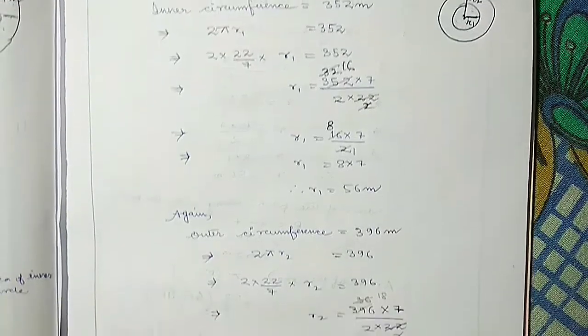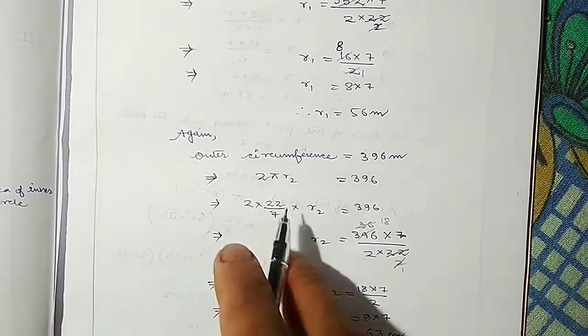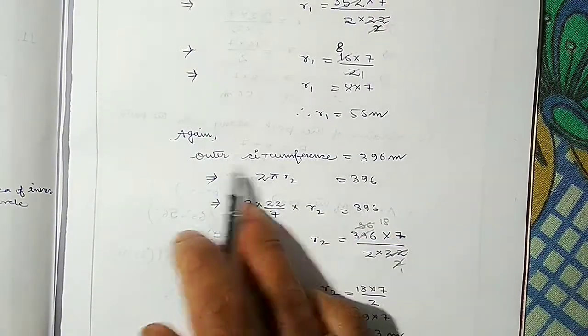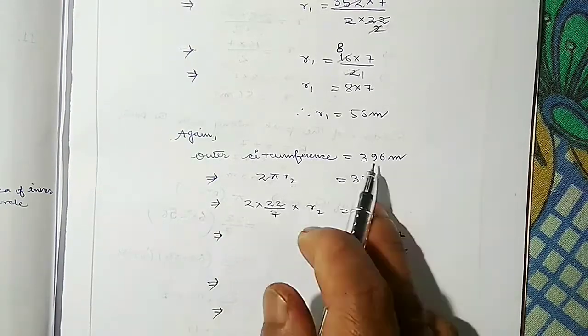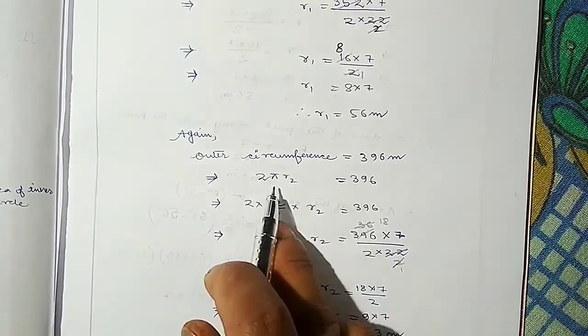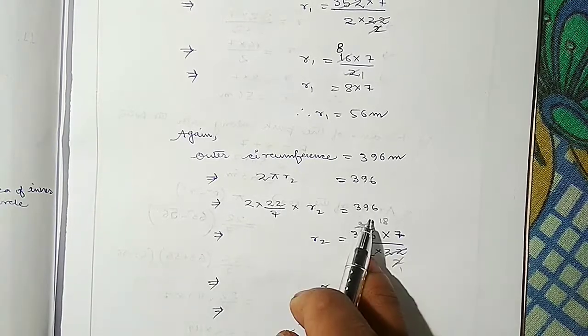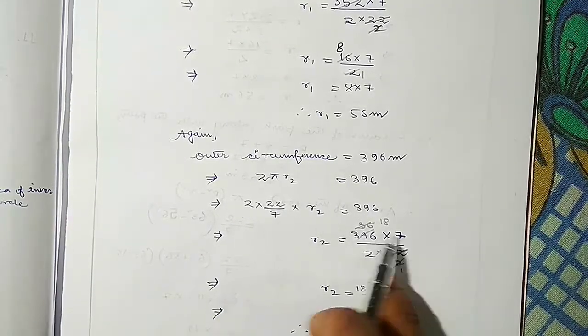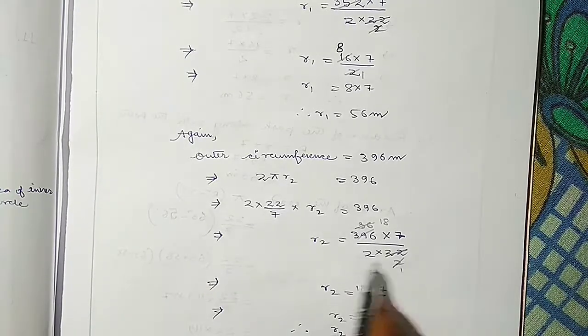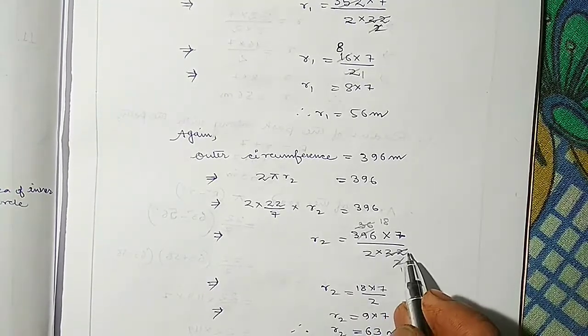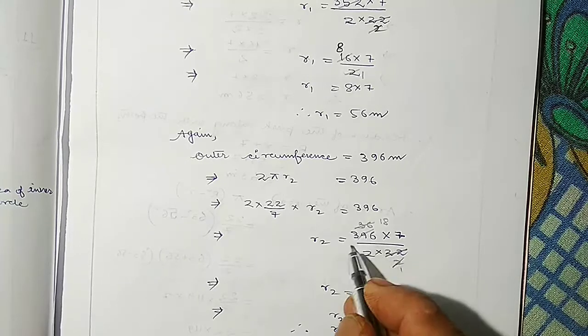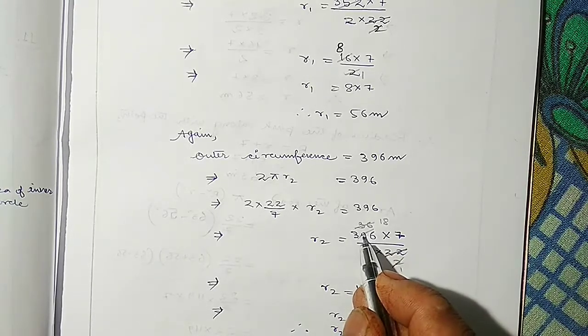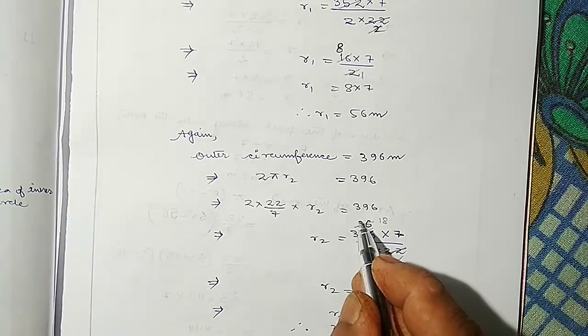Again, in the question it is given the outer circumference is 396. So the outer circumference 2 pi r2 is 396. 2 into 22/7 into r2 is 396. So r2 equals 396 into 7, and 2 into 22 will be in the denominator. If I cancel by 11, 11 twos are 22, 3 elevens are 33, 66. So it will be 36.